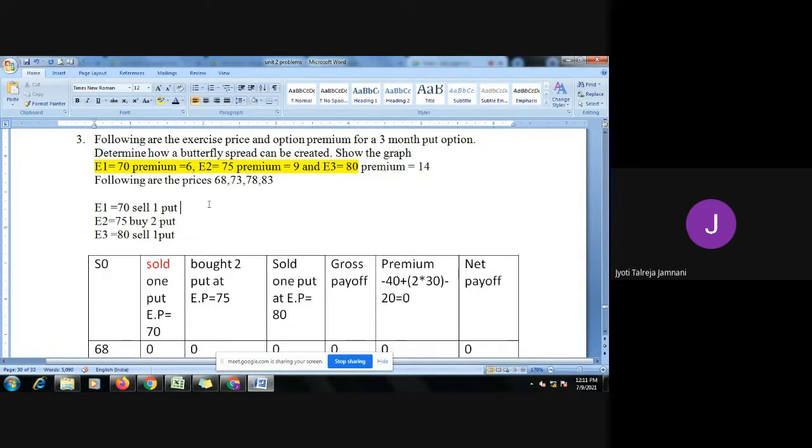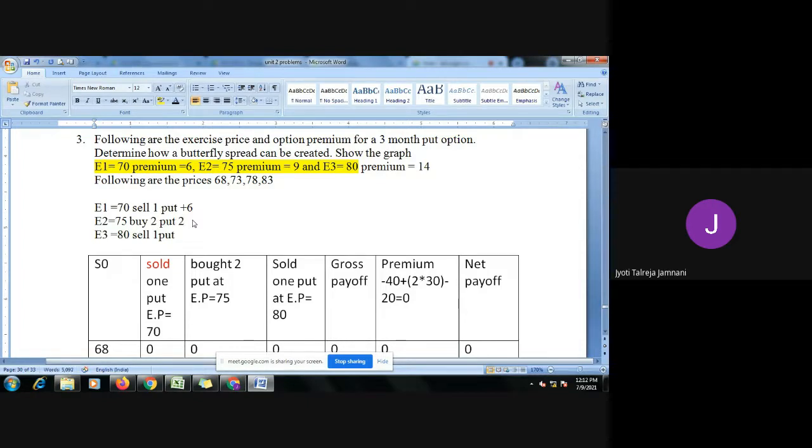When you sell the option, you will receive premium because you're giving the right to somebody else, and the other party will decide whether they want to sell or not. So when you give the right, you receive premium in turn. So I will receive 6 rupees premium here for the first one. Then I have sold two put options. Sorry, I have bought two put options. When you buy, you have to pay premium. So I will have to pay premium of 2 rupees.